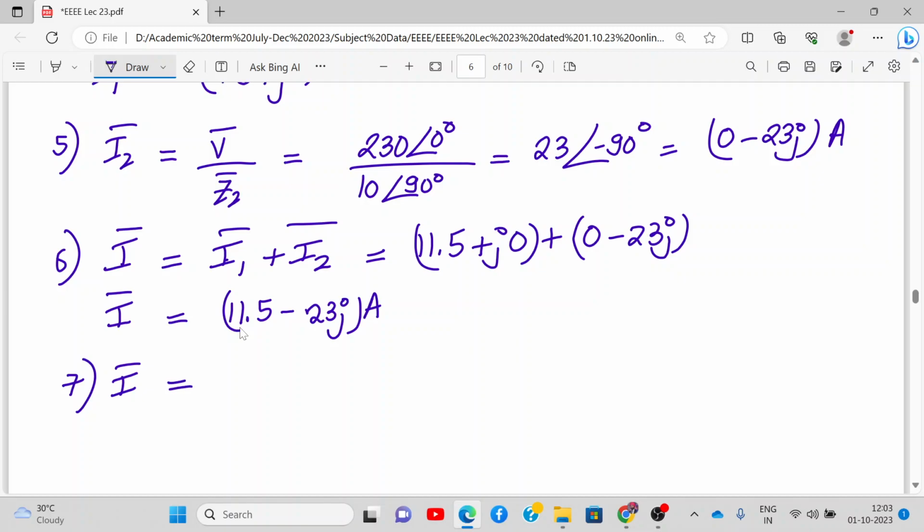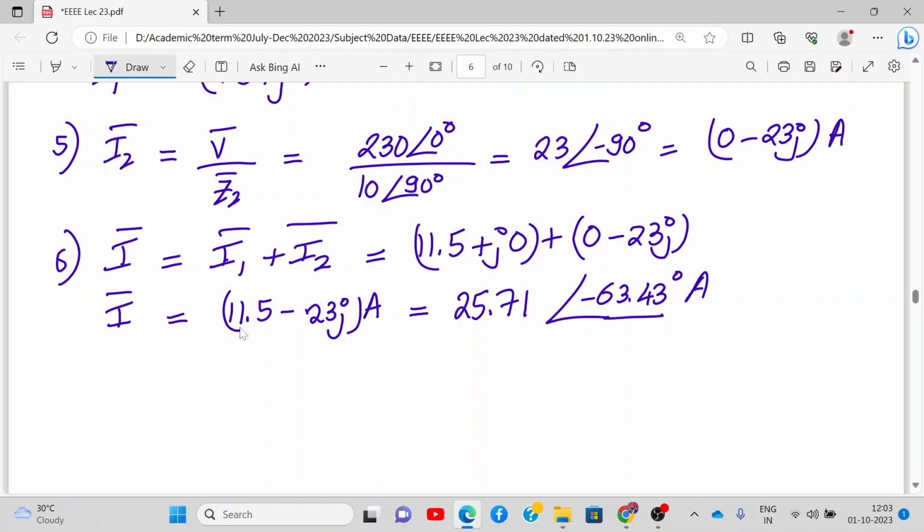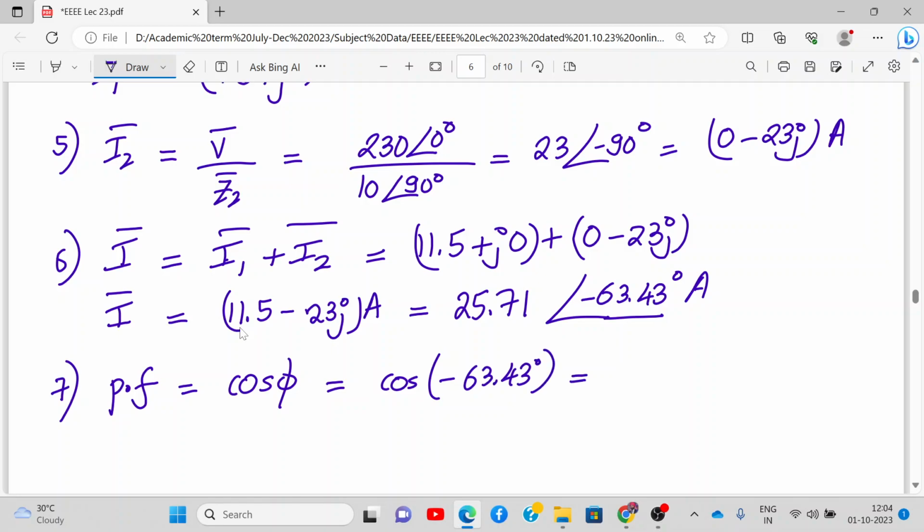Now this is rectangular form, right? Calculate it in polar form. So I in polar form will be, can you tell me this polar form? Shift polar 11.5 comma minus 23. How much is the answer? Yeah, correct. Now, you know why we require this phi? This is phi, right? So now tell me what will be power factor? This is angle phi. So cos phi will be what? Cos of minus 63.43. So how much is it? Can you tell me cos of minus 63.43? 0.447. Yes, correct.